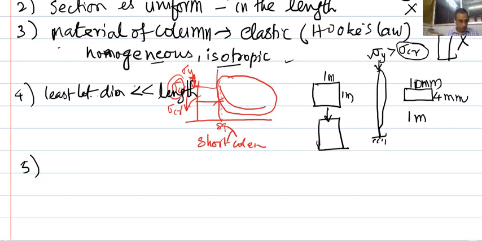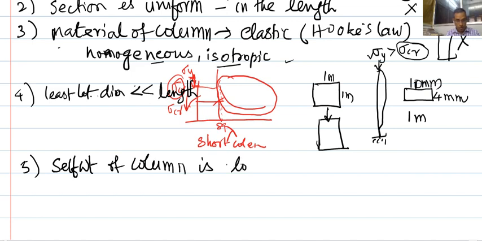Now, the next assumption is the self weight of the column is ignorable. When I am trying to apply a load, I am not worried about the self weight of the column. That means the self weight of the column is not going to be problematic to my buckling. Self weight of the column is to be ignored, right. So, this is not going to be a part of my contribution to the buckling.